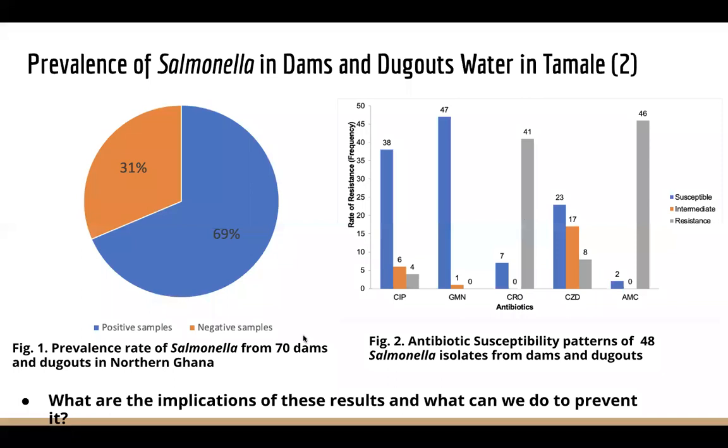What we found in the dam water, out of the 70 dams and dugouts that we fetched water from, we found out that 48 of them were contaminated with the bacterium salmonella, and we also tried to test their resistance to common antibiotics. Chris mentioned the antibiotics. You can see that ampicillin and chloramphenicol, that we tested them to, most of the isolates from the dam were very, very highly resistant to these antibiotics. What is this telling you?